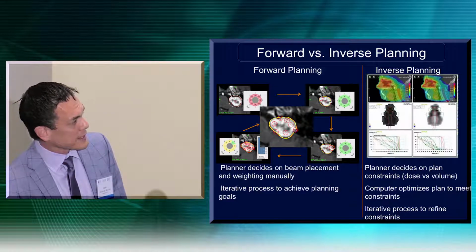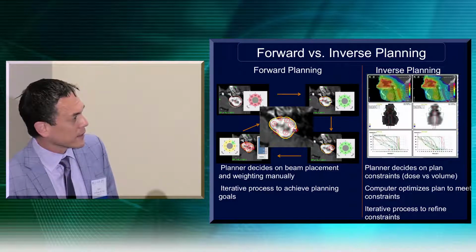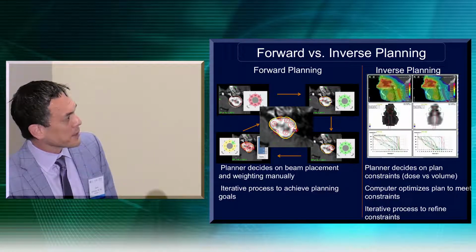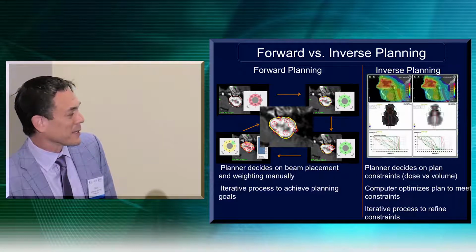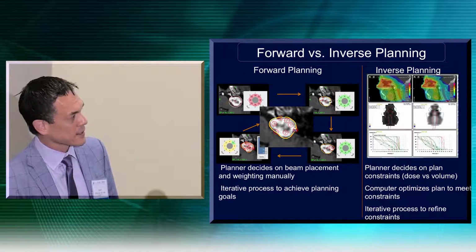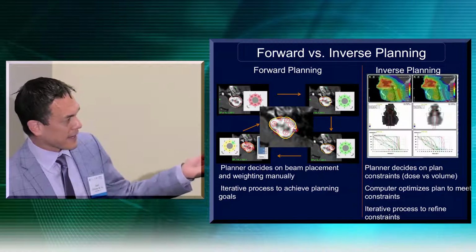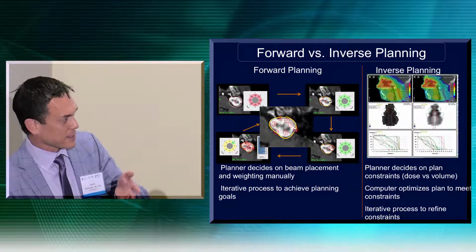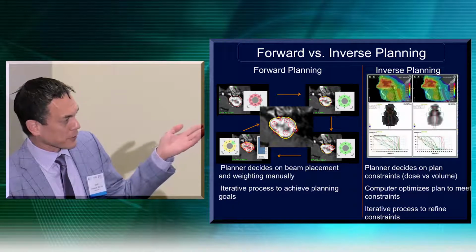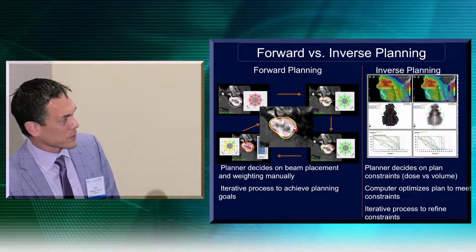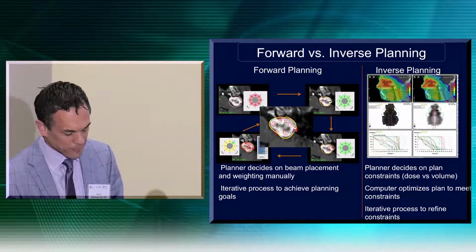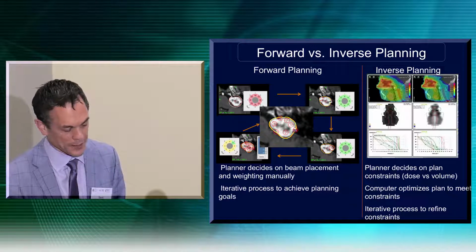The other way to do it is inverse planning, which is more common on the linear accelerators, where instead of sort of manually placing everything, you manually place some things, but mostly you decide on dose volume constraints. So you say, I want to give 95% of the tumor X amount of dose, and I don't want to give more than 5% of an optic nerve Y% of the dose. And then there's an optimizer in the computer that tries to figure out the best solution. It's just sort of two ways to go about it.